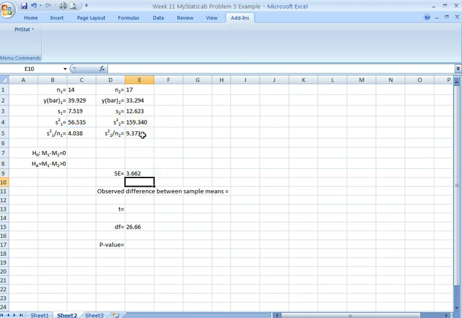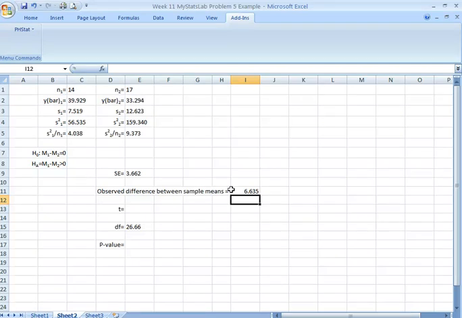Hit enter. And there's our standard error, 3.662. So the next thing we're going to need is the observed difference between sample means. So this is basically just taking one mean and subtracting it from the other. So we'll use our cell again, equals. We'll take the mean of group 1 minus group 2, enter, and there is our observed difference between sample means of 6.635. Now that we have those two pieces of information, we can calculate for t.